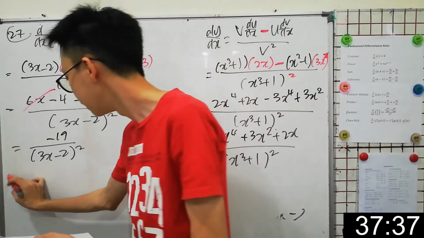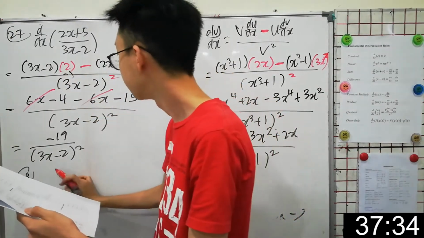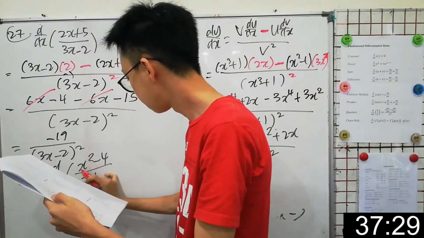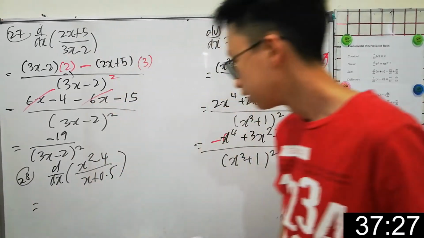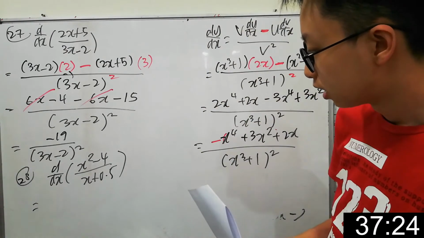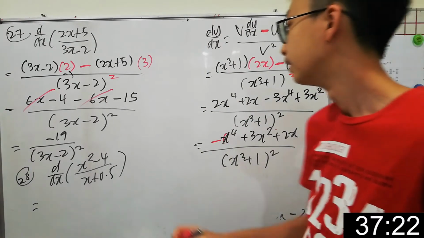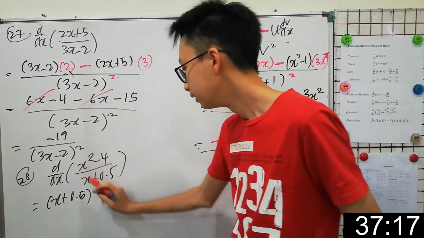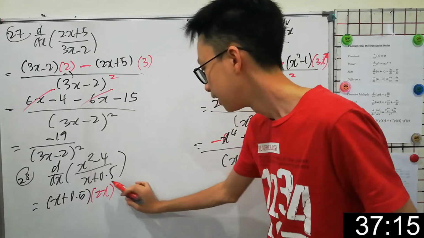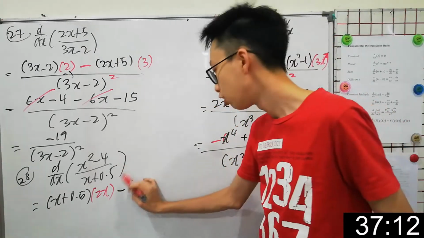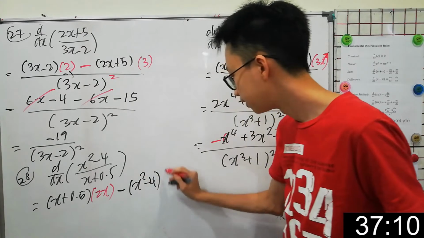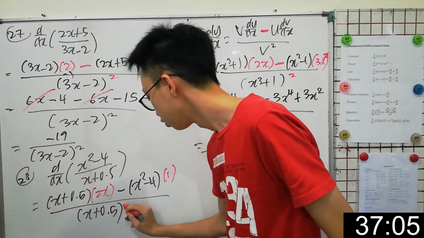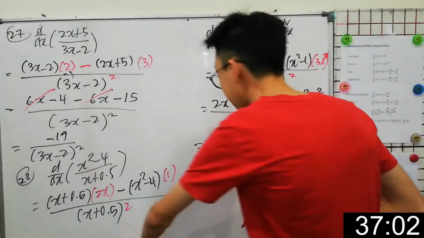Right? Then number 28 is still a quotient. d dx of x squared minus 4 over x plus 0.5. Okay. Can we factor out anything? No. Okay. Just directly do. You copy bottom, differentiate top, minus you copy top, differentiate bottom, over bottom squared. Okay, then you just have to expand it.